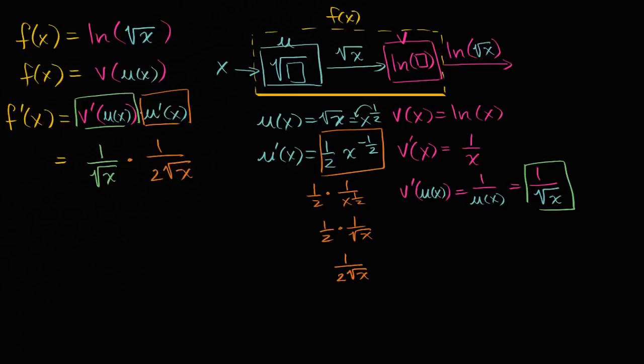Now, what is this going to be equal to? Well, this is just algebra at this point, 1 over, we have our 2, and square root of x times square root of x is just x. So it just simplifies to 1 over 2x.